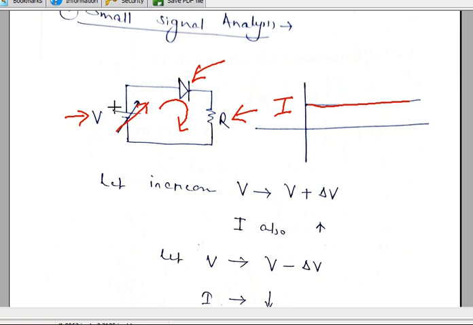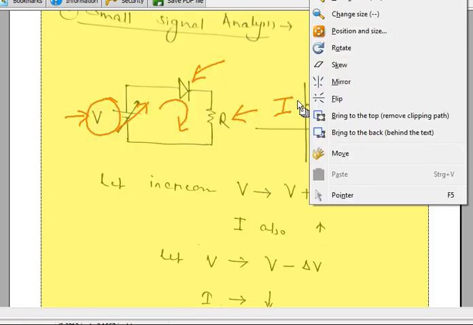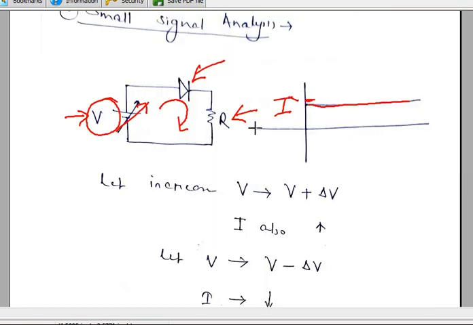Okay, let's consider that I increase the value of V a little bit, around 0.1% or 0.2%. Obviously the current is going to increase a little bit. Now again I decrease the value of V a little bit, 0.2% like this, and the current is going to be like here.